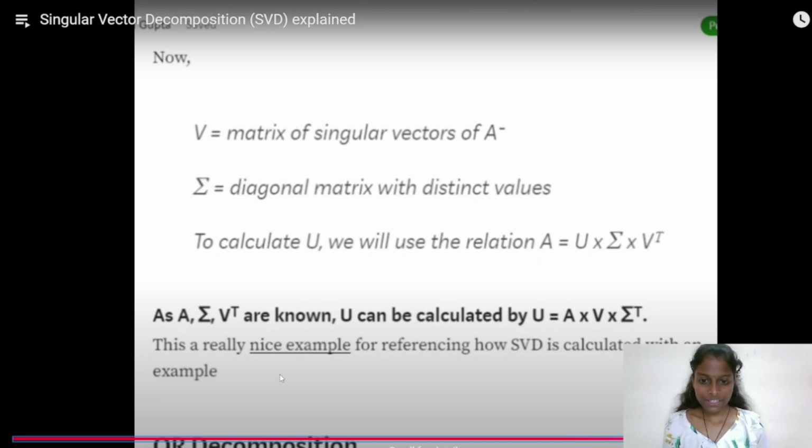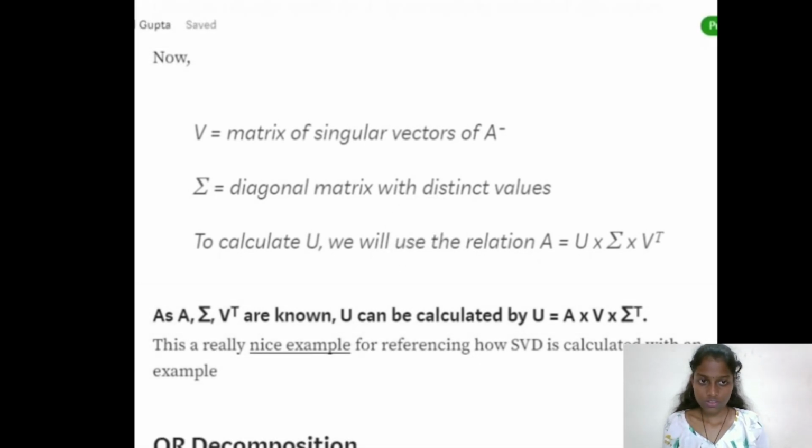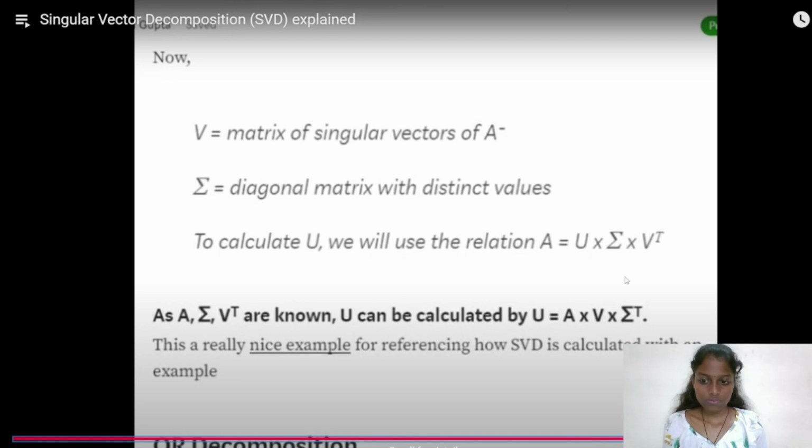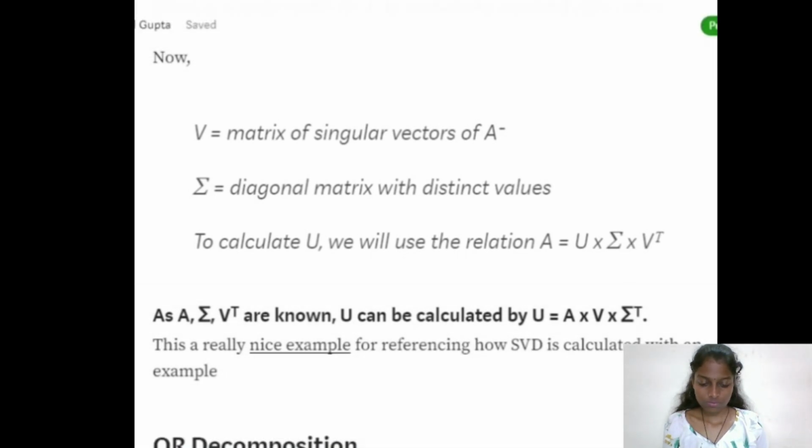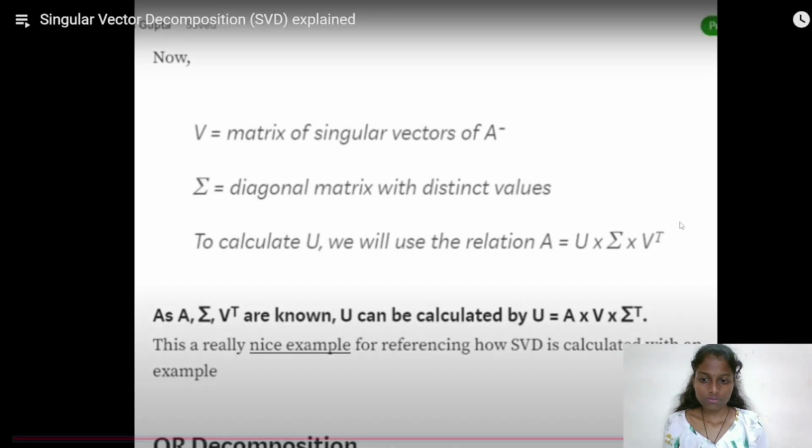This is a really nice example showing how SVD is calculated with a distinct example. After the singular values and V, for calculating U, the remaining matrix, we can use this equation: A equals U cross sigma cross V transpose. We know A, we know sigma, and we know V transpose. So using the equation U equals A cross V cross sigma transpose and placing all these values, we will get U also. So that's all about this concept. I hope you understood much better. Thank you for watching this video.